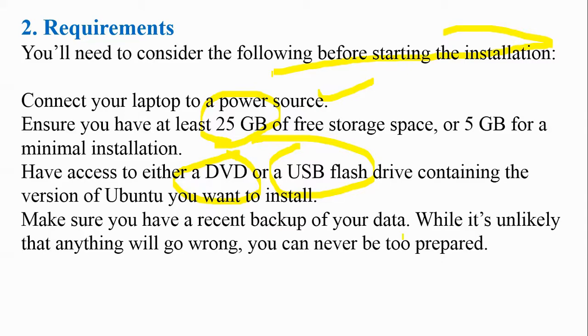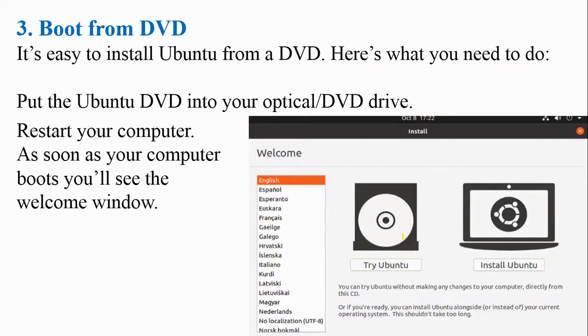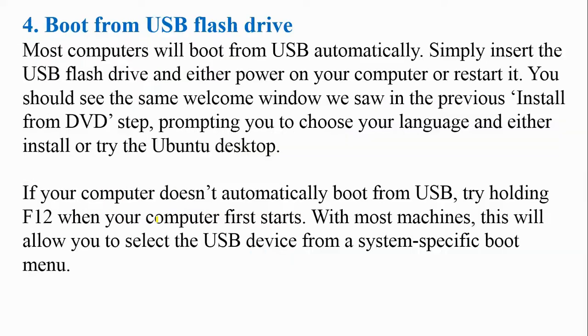And the next one is boot from CD. Once you start, you will have multiple options. It is easy to install Ubuntu from DVD. Here is what you need to do: put the Ubuntu DVD into your DVD drive and restart your computer. As soon as your computer boots, you will see the welcome message. Okay, and this is the third, and this is the fourth: boot from USB flash drive.